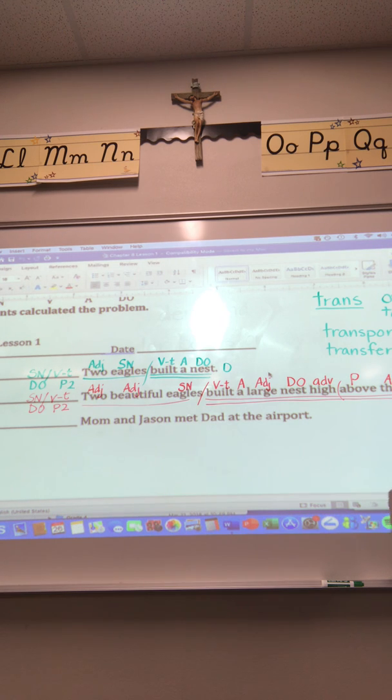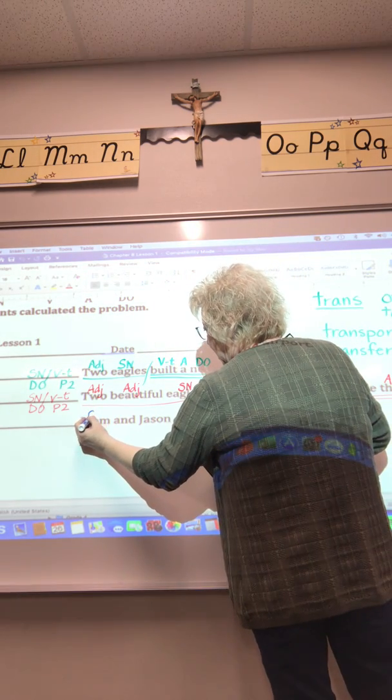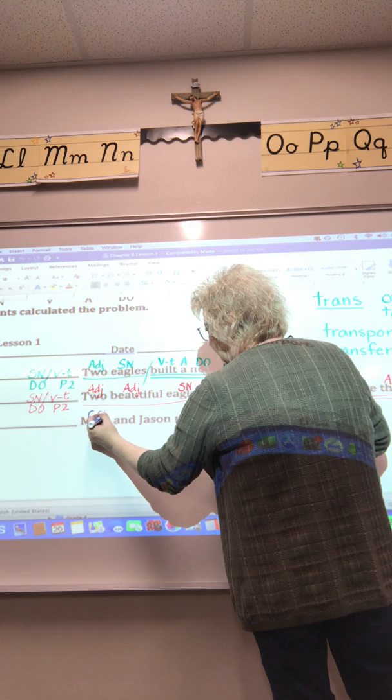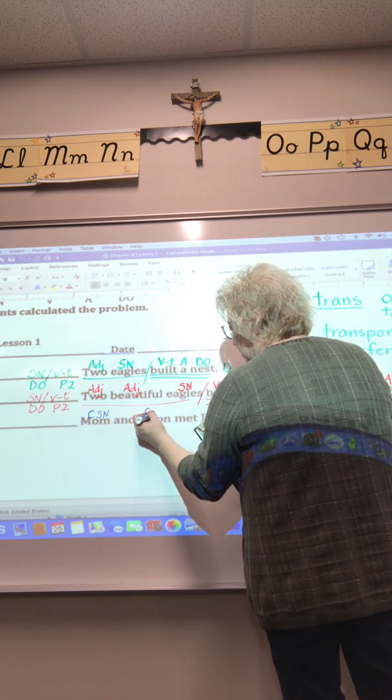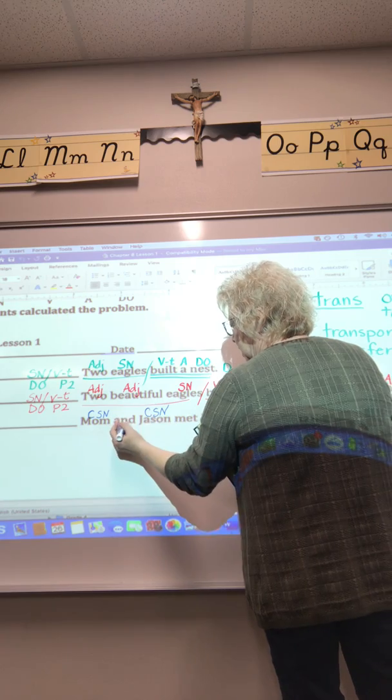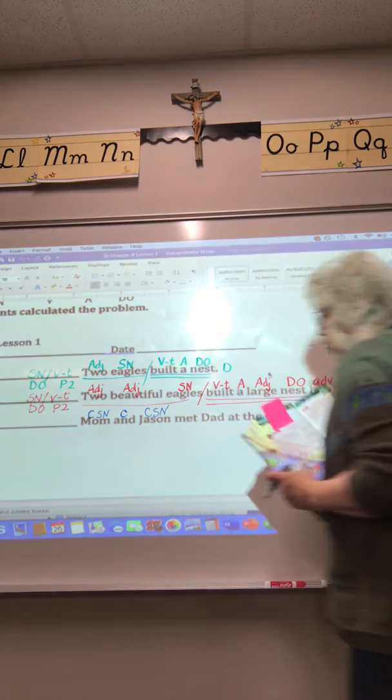All right, did I forget anything in sentence 2? Looks like I got it all. Let's go on to sentence 3 now. "Mom and Jason met Dad at the airport." You ask yourself, who met Dad at the airport? Mom and Jason. So guess what? Compound subject noun, because we have two people. Compound subject noun.